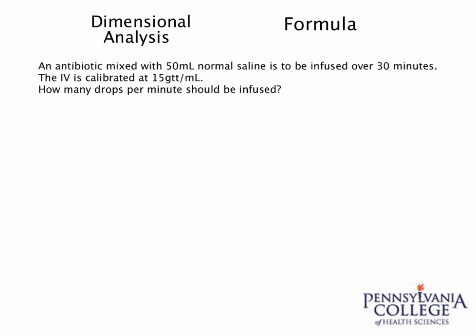In this video, we're going to use dimensional analysis and a formula, two different methods, to convert a rate. So we are starting with a rate. Our order is given as a rate, but that's a different rate than what we are actually going to be administering. So we're told an antibiotic is mixed with 50 milliliters of normal saline, and that is to be infused over 30 minutes. The IV is calibrated at 15 drops per milliliter. How many drops per minute should be infused?